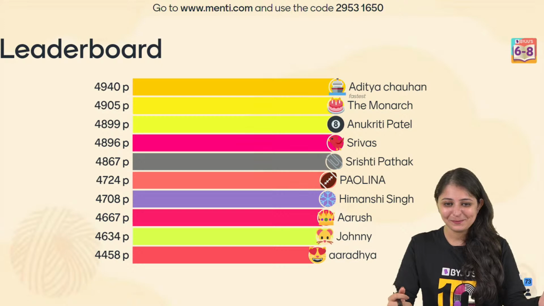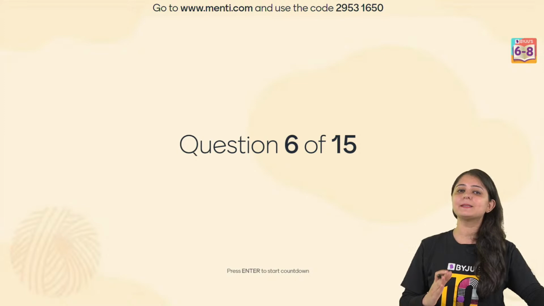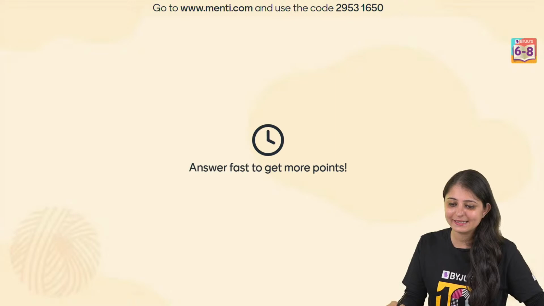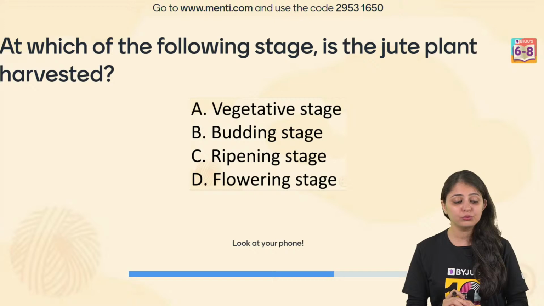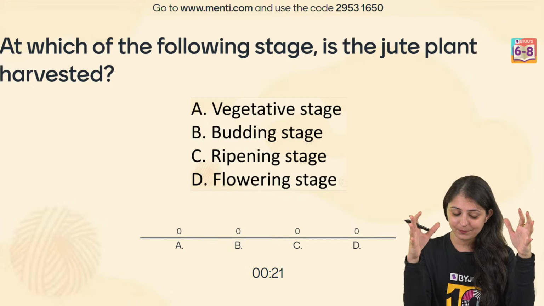Good, good. This is amazing. And on this positive note, with the same spirit, let's move on and try answering question number 6. Dhyan se padhna, okay? At which of the following stages is the jute plant harvested? Read all the options carefully. Is it the vegetative stage, budding stage, ripening stage or flowering stage? Read all the options very, very carefully.